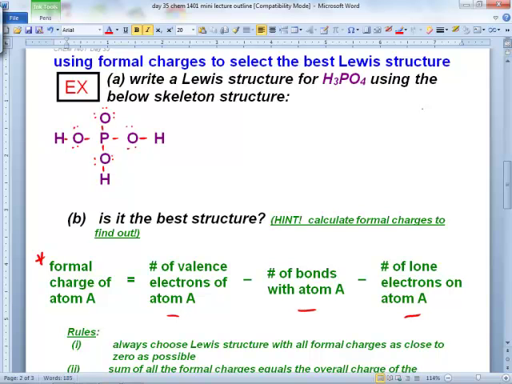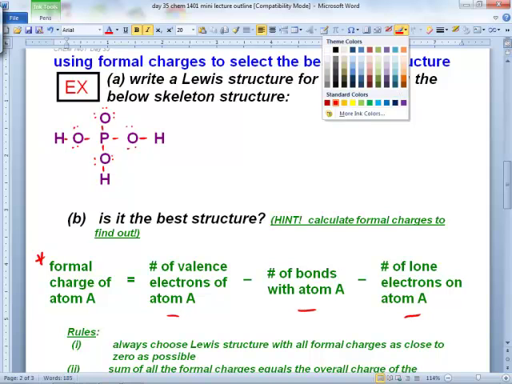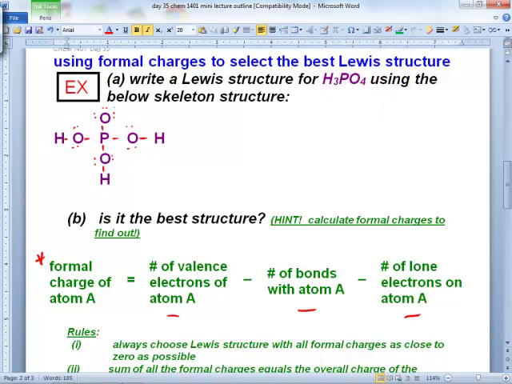Okay. So Summer, let's try this top oxygen right there. He's going to equal his number of valence, which is what, Summer? 6. Minus the number of bonds, Kelly. How many bonds with that O? There's just one bond to him. Minus 1. And then minus the number of lone electrons, Eric.